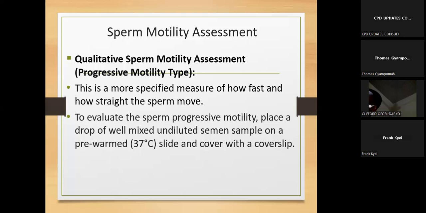So that there will be no changes in temperature. All right, because the movement is also influenced by the temperature.